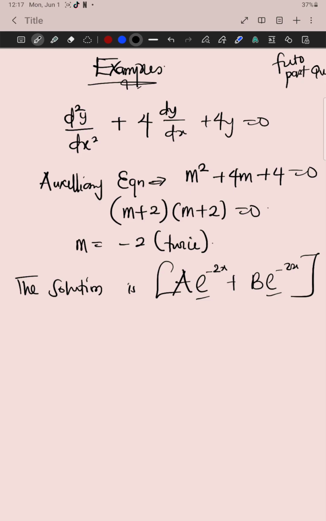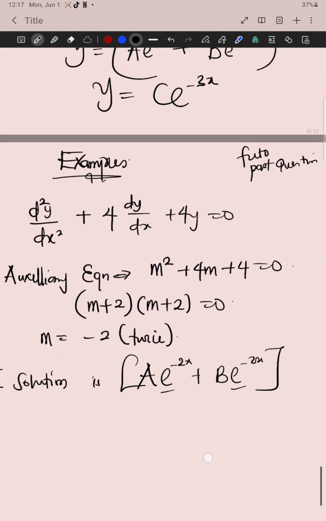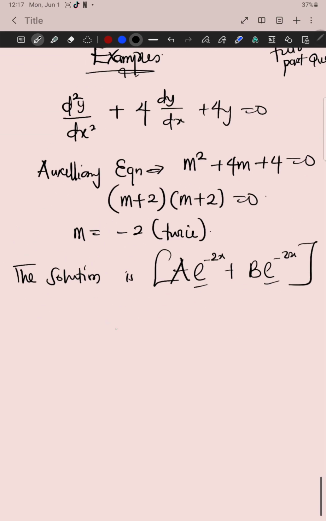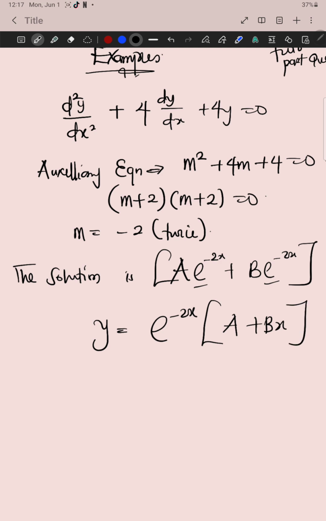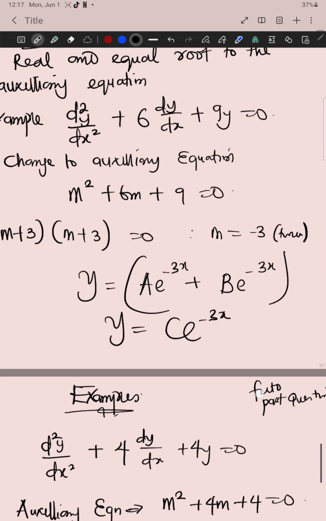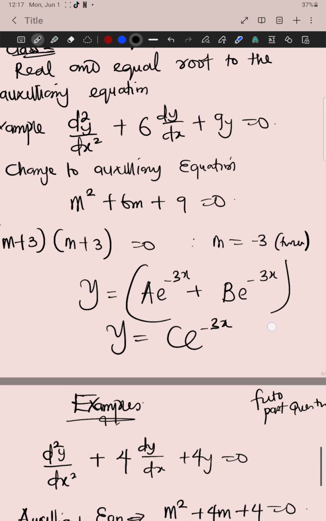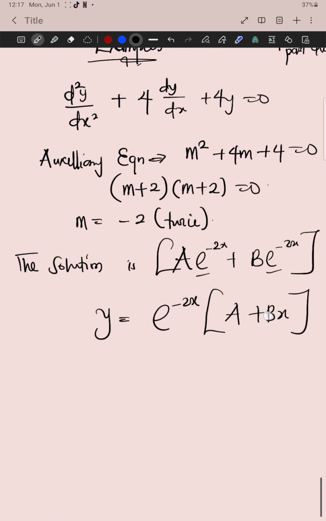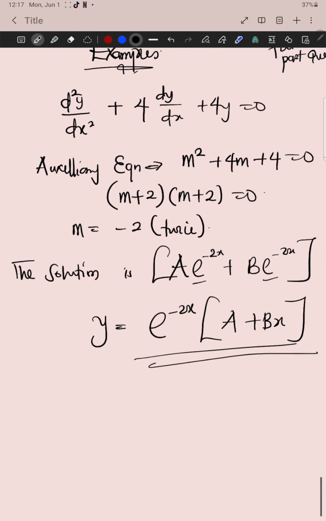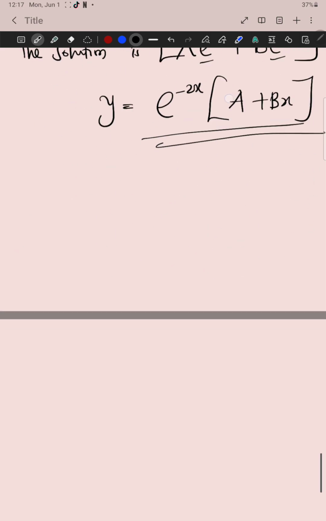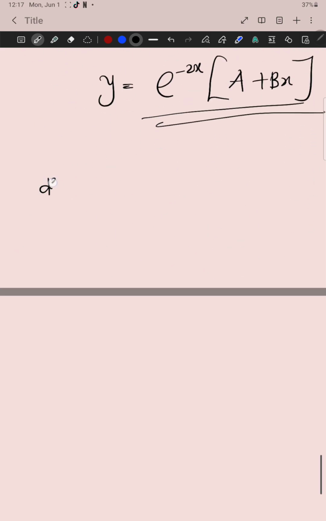You can say that the solution to this is y is equal to e to the power of minus 2x times (A plus Bx). That's what I'm trying to let you know. Is that clear now? So you can write this in this form. Is that clear?